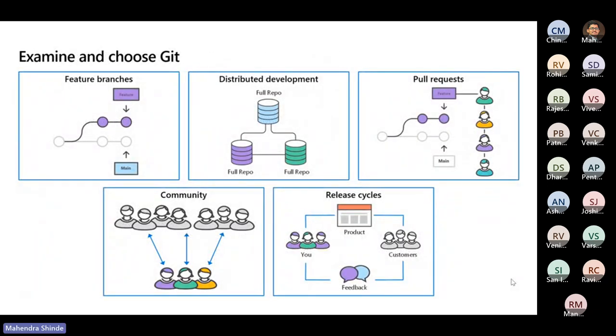These are the benefits of Git, by the way. A lightweight branching model, distributed development where you can have a dedicated remote repository and its full clone in a local repository. Concept of pull request for code review, open source community, and release cycle. These are the benefits of the Git version control system. You will get this benefit in both Azure Repos Git and GitHub Git, and even Bitbucket.